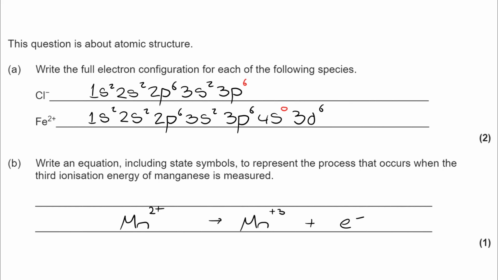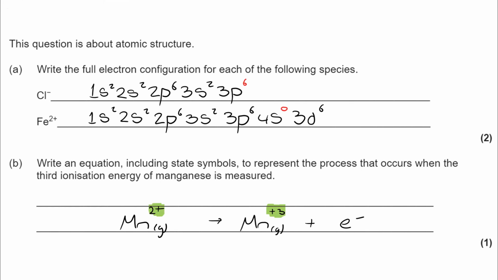I still don't have the mark yet because the definition very clearly states that the state symbols must be gaseous. It's 1 mole of gaseous ions with a +2 charge loses 1 mole of electrons to form 1 mole of gaseous ions with a +3 charge, would be the definition for the third ionization enthalpy.